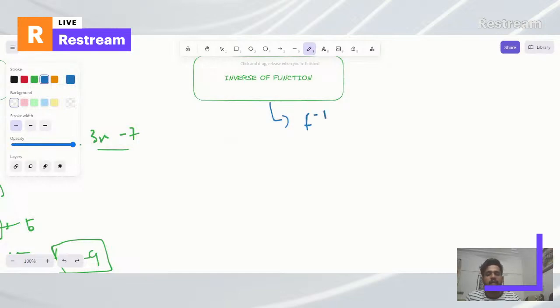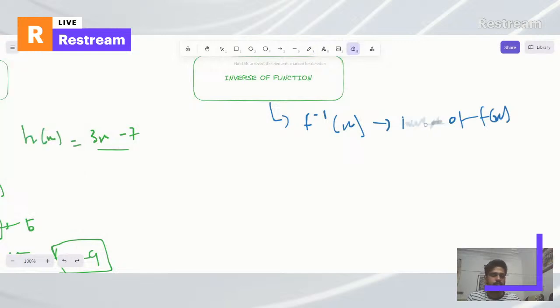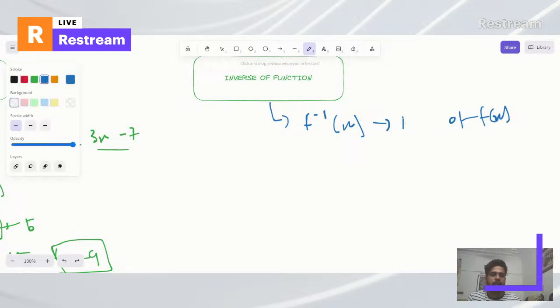Okay, so now how does an inverse of a function look? If it says f negative 1 of x, that means it's talking about the inverse of f(x). This is how you write it down. Now let's say I have a function f(x) equals 2x minus 7. So this is my function.